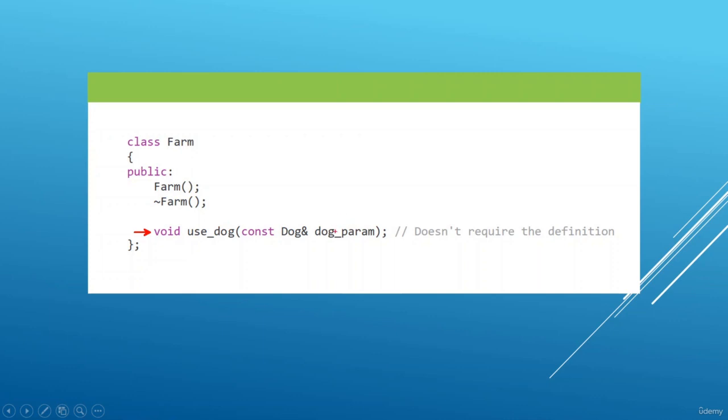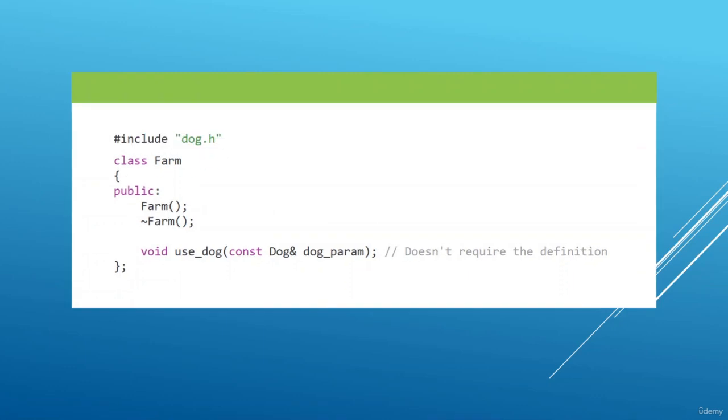It's going to take a dog object by reference, but this is just a declaration, so we don't really need a definition for the dog class. If you're trying to compile this without including the dog class, that's not going to work because the compiler is not going to know what dog is. You can solve this problem by including the dog header. This is going to bring in the dog class, and this is going to work.